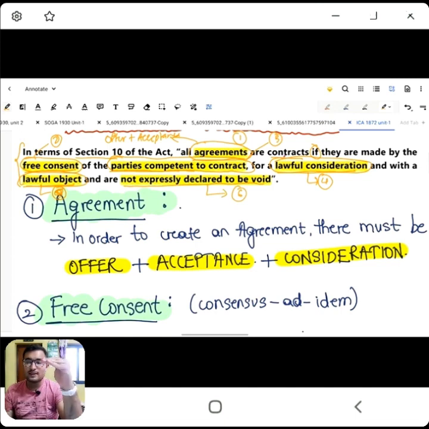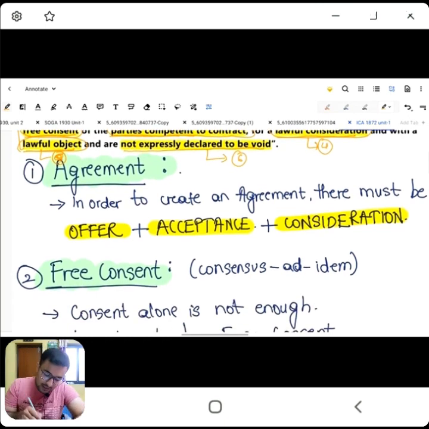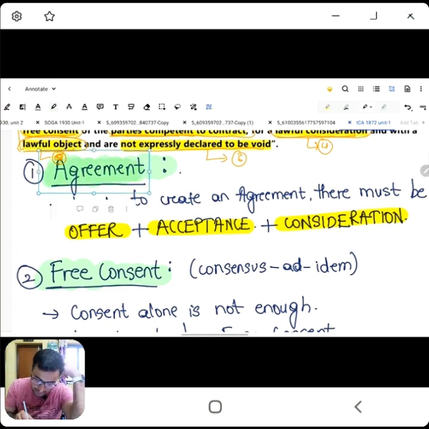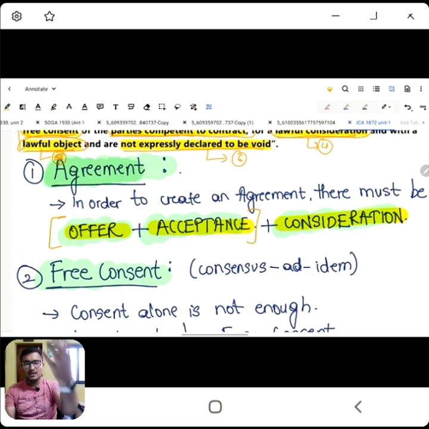Now we need to understand each of them one at a time, slowly and steadily. In order to create a contract, Section 10 tells us six conditions have to be present. Number one, there has to be an agreement. Agreement means there has to be offer and acceptance, which becomes a promise, which is consideration for each other. So basically, what is in our hands? You must have an offer, you must obtain acceptance. Once you give an offer and get acceptance, it automatically becomes promise and consideration. So offer and acceptance have to be there.